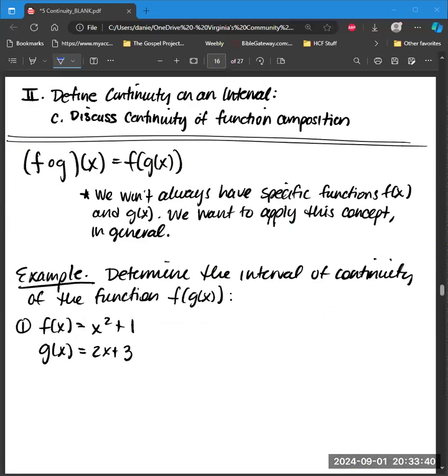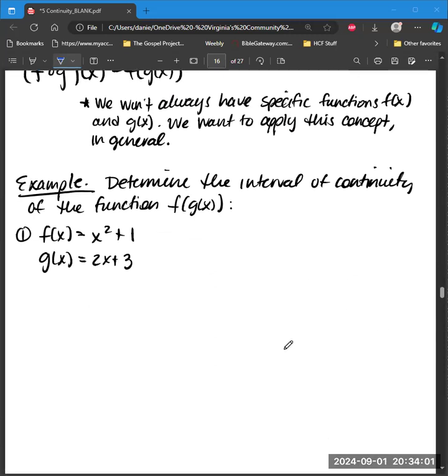And ready to define continuity on an interval, point C. So for a composition of functions, f of g of x, we won't always have specific functions, f of x and g of x. You want to apply this concept in general. Determine the interval of continuity of the function, f of g.